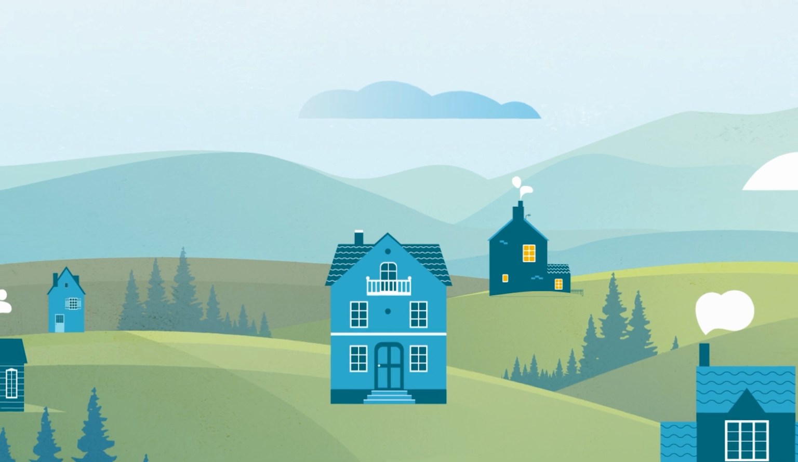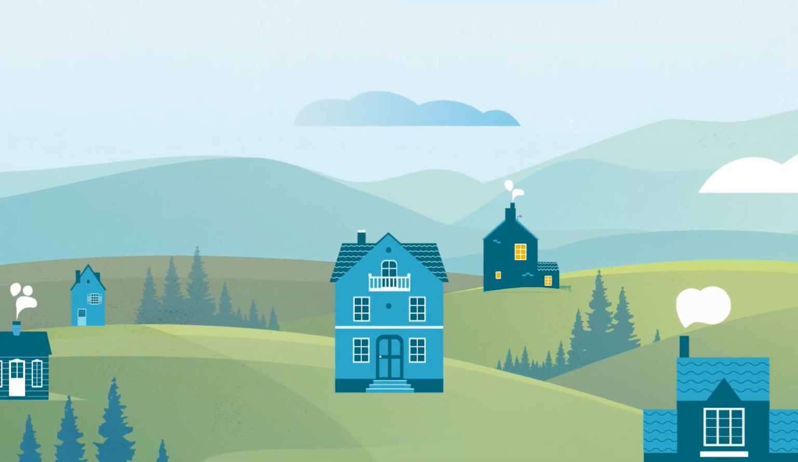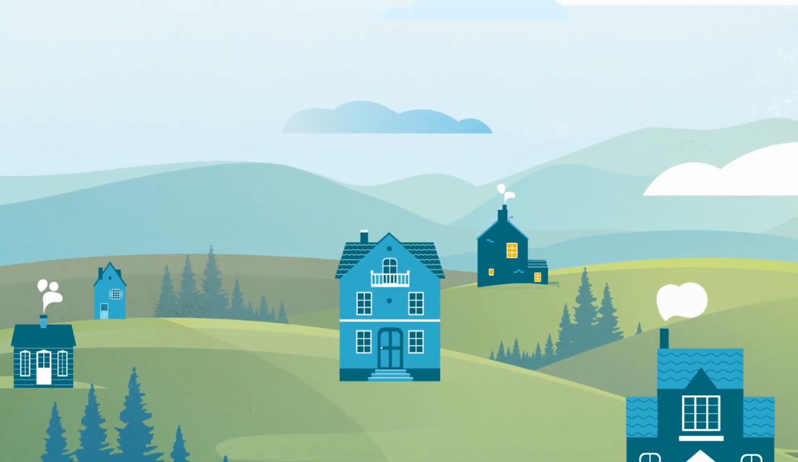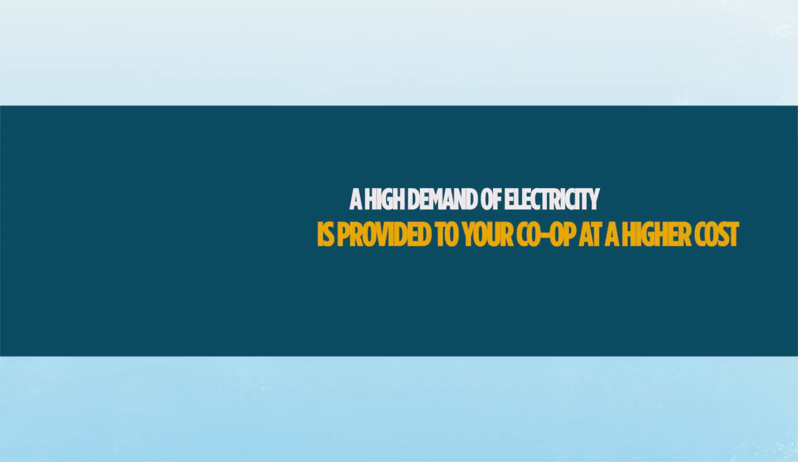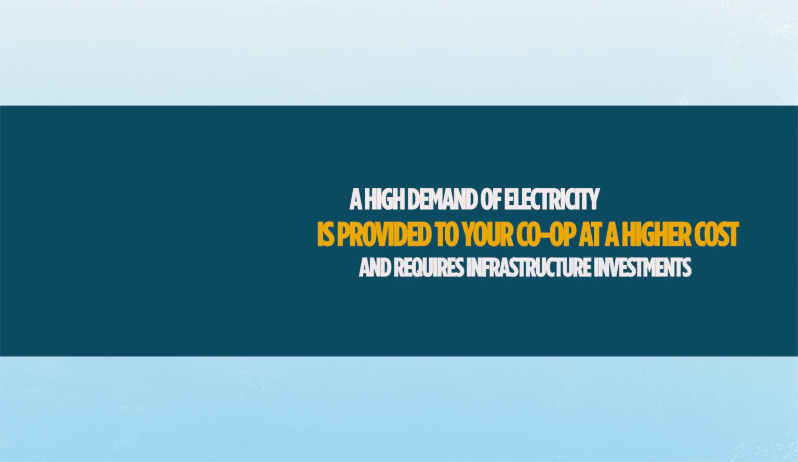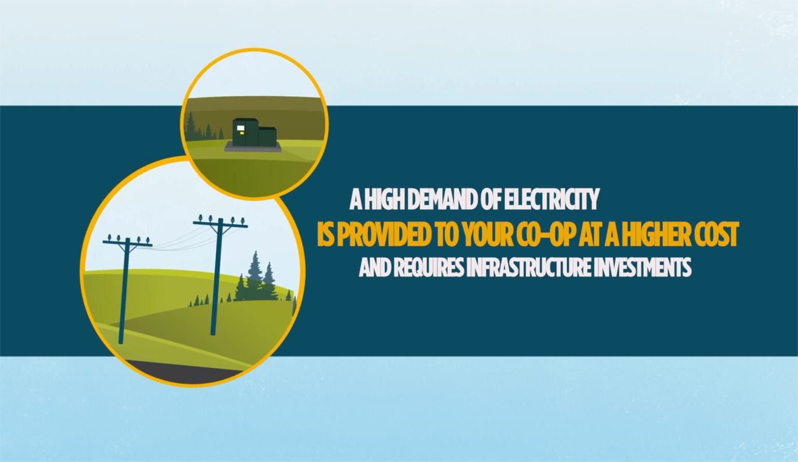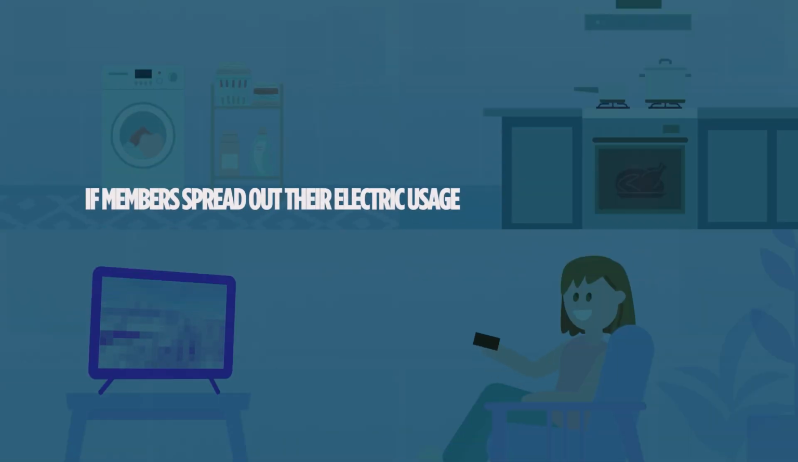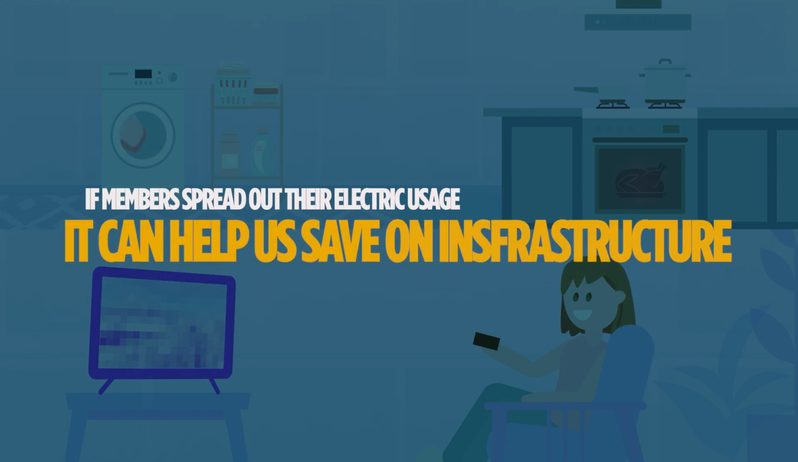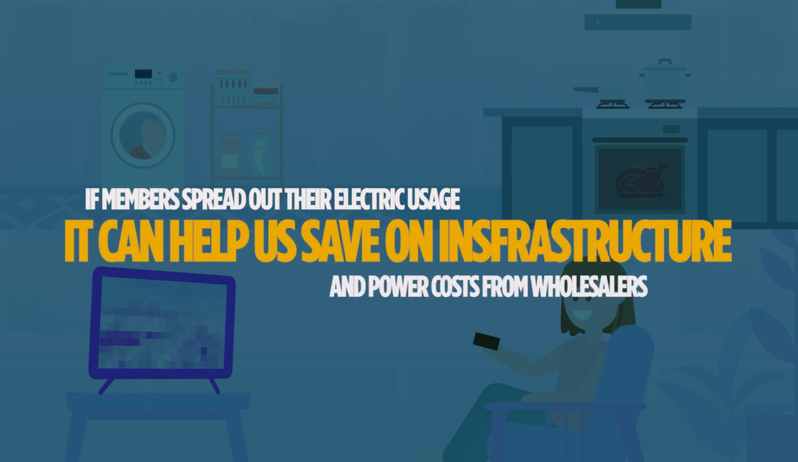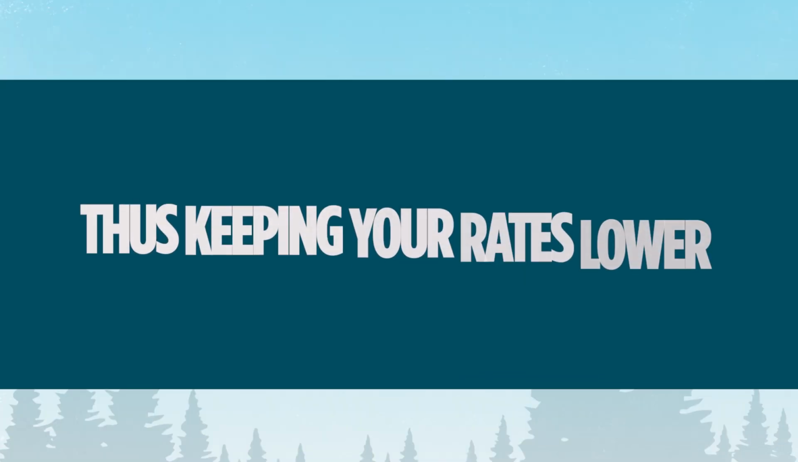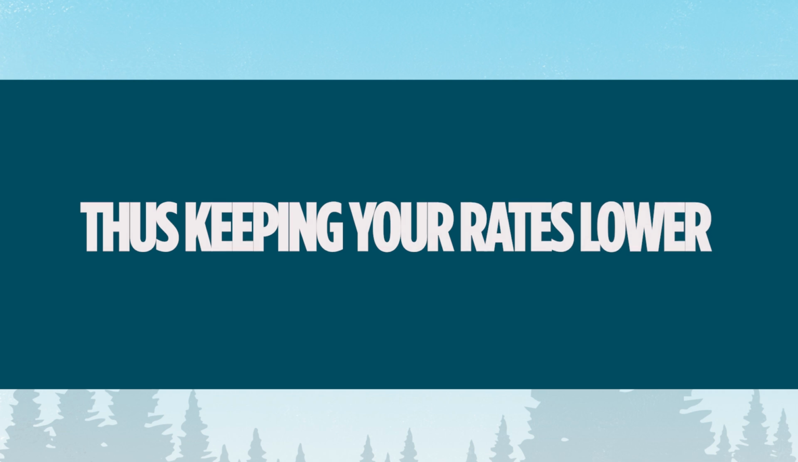Your cooperative has the capacity to power all of the members' homes and businesses during high demand times. However, that high demand of electricity is provided to your co-op at a higher cost and also requires more infrastructure investments in power lines, power poles, and eventually more substations. If members are mindful of spreading out their use of electricity, it can help the co-op save on infrastructure and power costs from our wholesalers, thus helping to keep rates to you, our members, lower.